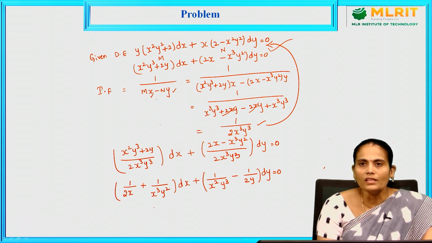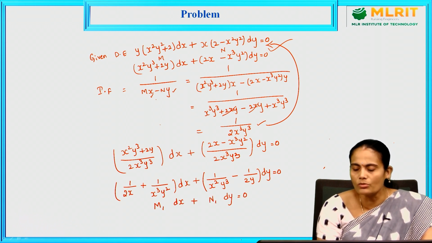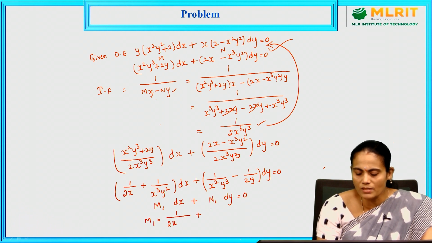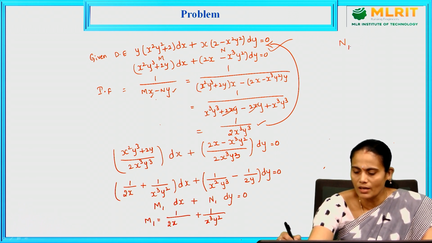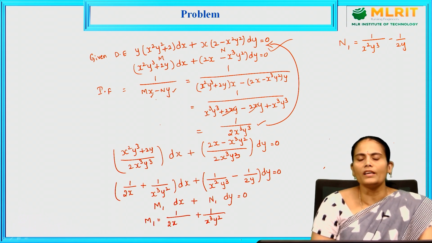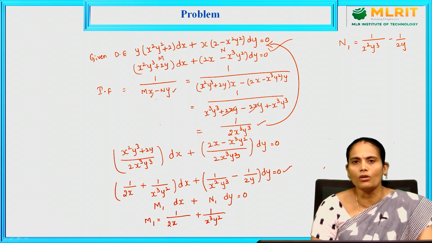So now again this differential equation is of the form M1 dx plus N1 dy is equal to 0. So clearly here M1 is equal to 1 by 2x plus 1 by x cube y square. This is the M1. And coming to N1, N1 is equal to 1 by x square y cube minus 1 by 2y. And now we will verify whether this differential equation is exact or not.